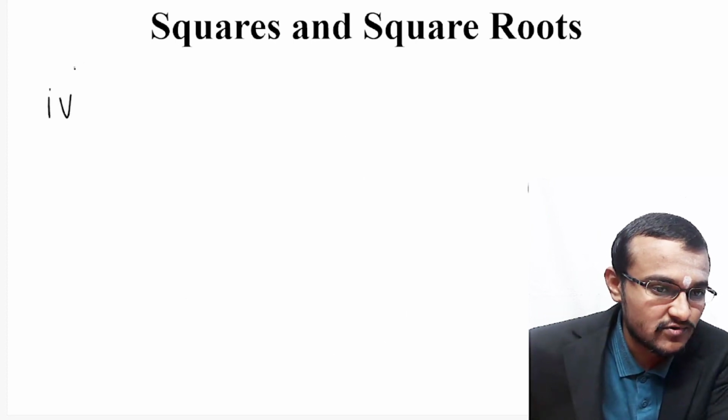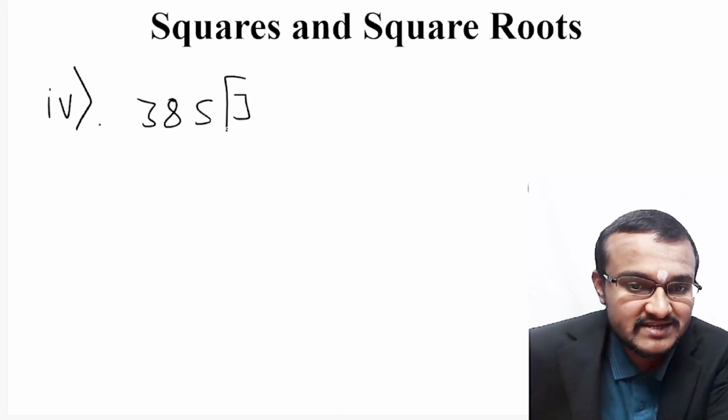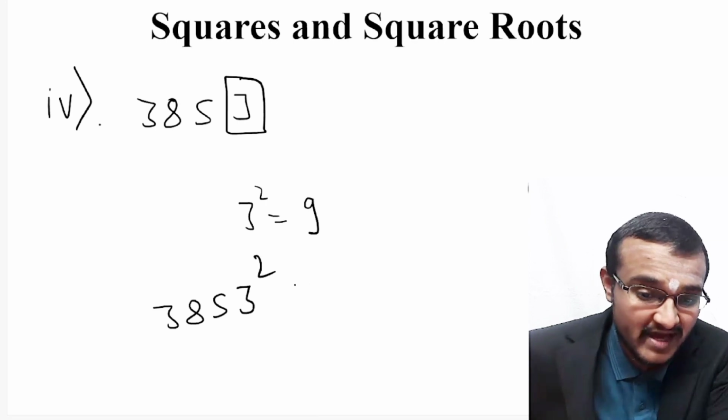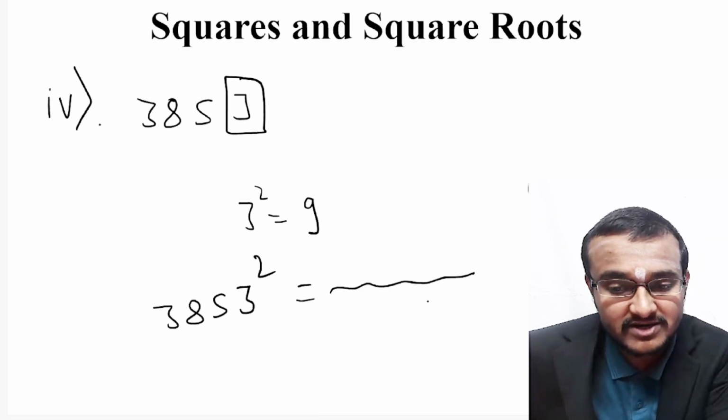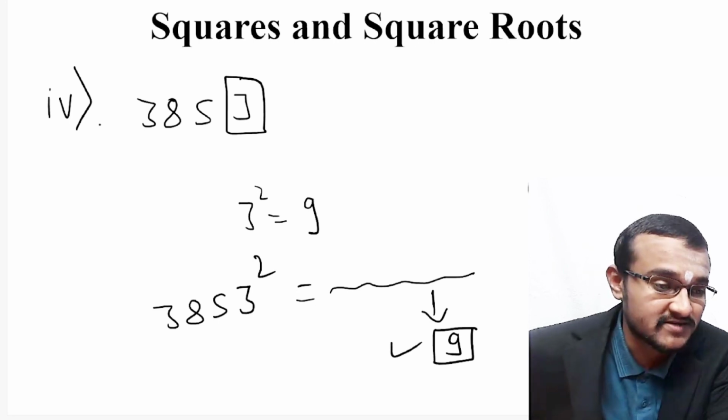Similarly, if you look at the fourth question, they have given 3853. You just take the square of 3. So 3 square will be 9. That means 3853 square will have some number, and that number will be ending with 9. So this 9 is the answer for the fourth question.